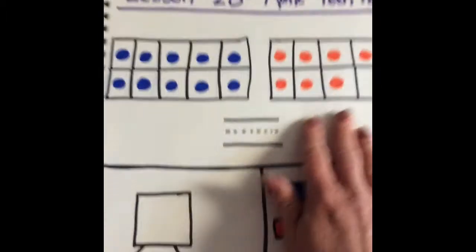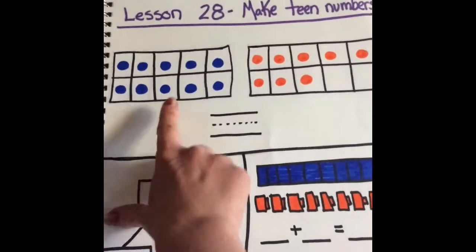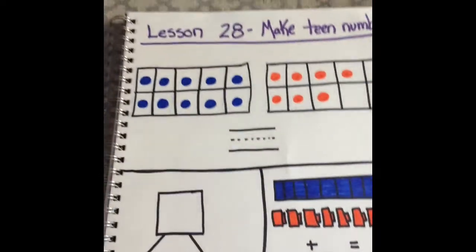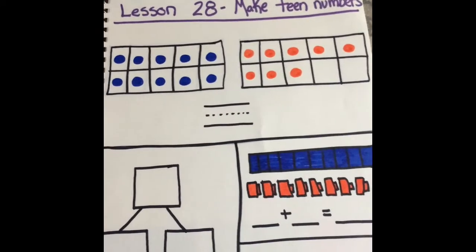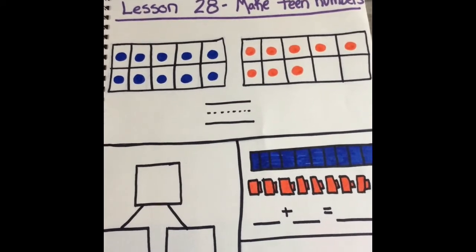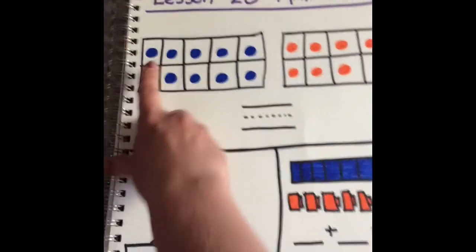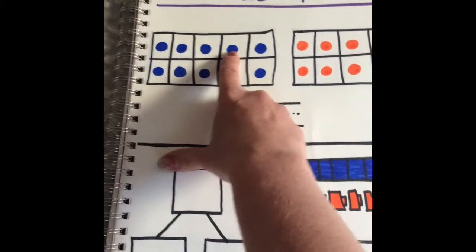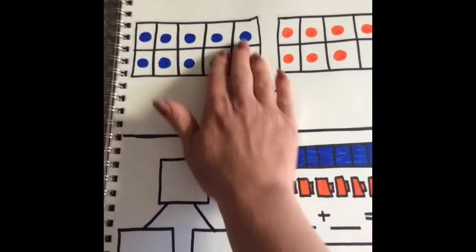So if we look just at this first part up here, I have two 10 frames, and I can see that my first 10 frame is fully filled in. And I know when a 10 frame is fully filled in, there are 10 dots being represented, or the number 10 is being represented. So if I count my blue dots, I'll see 1, 2, 3, 4, 5, 6, 7, 8, 9, 10. So I know this is a 10.